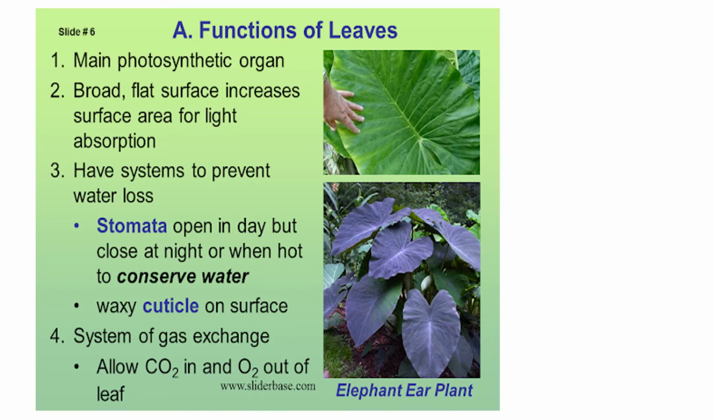So if a leaf performs photosynthesis, that is the evidence for a plant to be alive. And being in some plants broad and flat, it increases the surface area for the light absorption. As it absorbs more sunlight, there are chances of more photosynthesis. It has systems to prevent water loss, that is stomata. If we see a cross section of a leaf under a microscope, we are able to see that leaves are full of some holes. They are known as stomata.